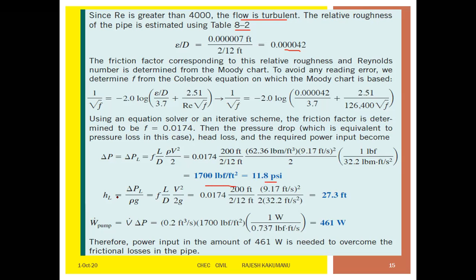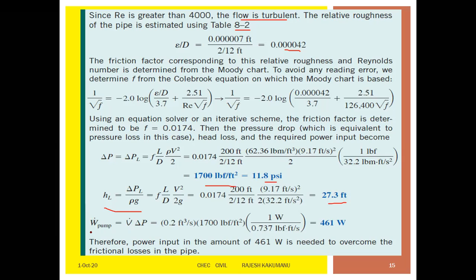Then what is the head loss hL? hL is equal to delta P L by rho g, that is equal to f into L by D into V square by 2g. Right? That is equal to 0.0174 into substituting the L value, the D value, and the 2g value, we are getting 27.3 feet. The head loss is 27.3. Right? Next.